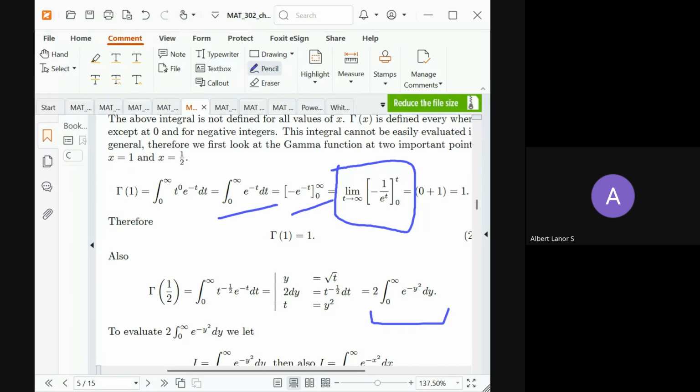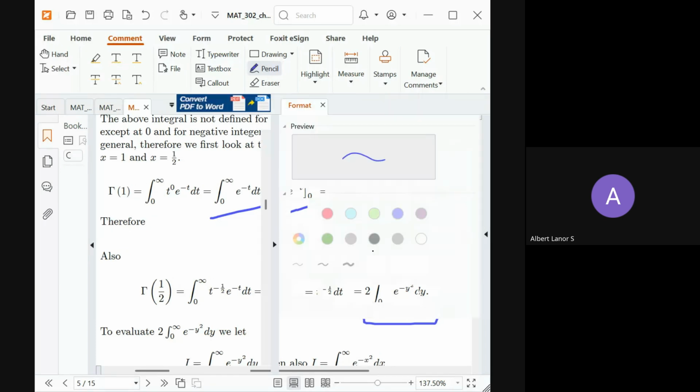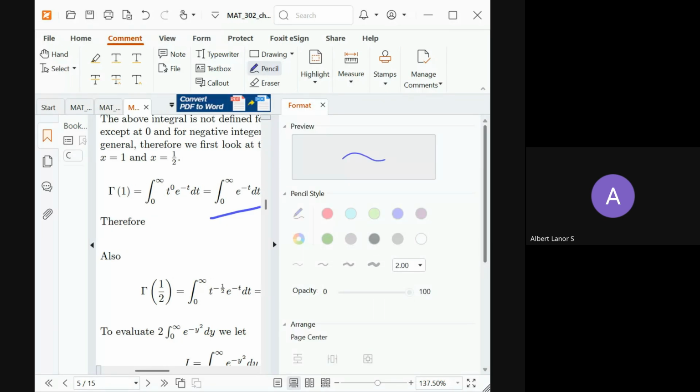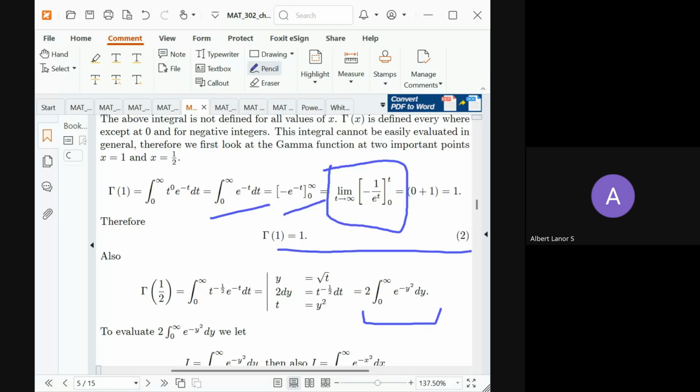Now, if you do that, you have minus 1 over e to the t, and that will be 0, because 1 over infinity is 0. Then you have e to the power 0, which is 1, and then that one is equal to 1, clearly. So you have the gamma of 1 is equal to 1.